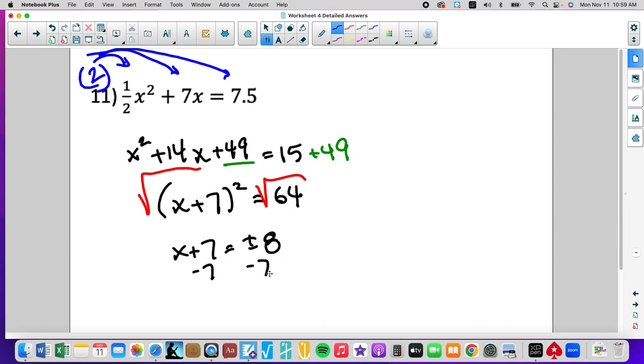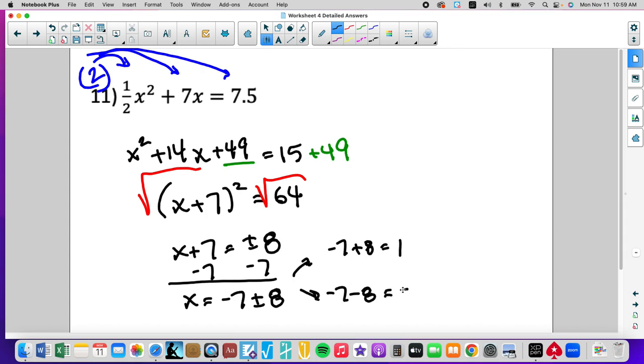Let's subtract 7. x equals negative 7 plus or minus 8. So negative 7 plus 8 and negative 7 minus 8, which is 1 and negative 15. So my solutions are negative 15, 1.